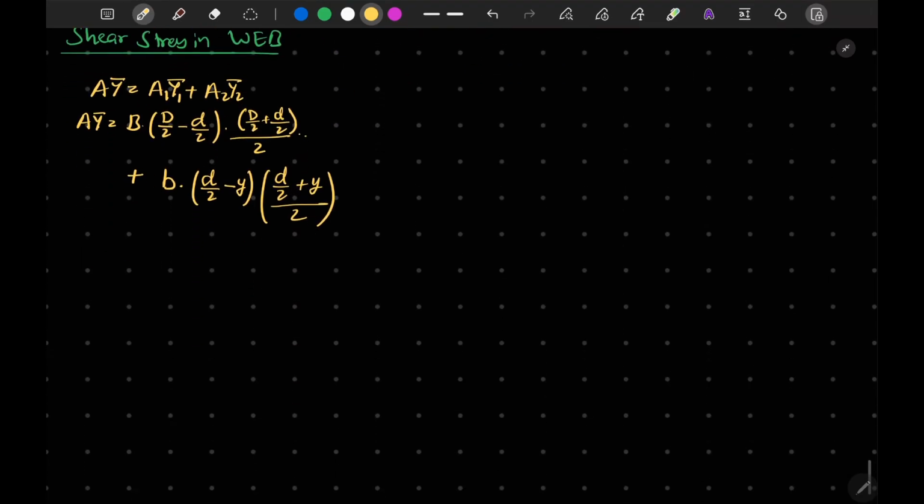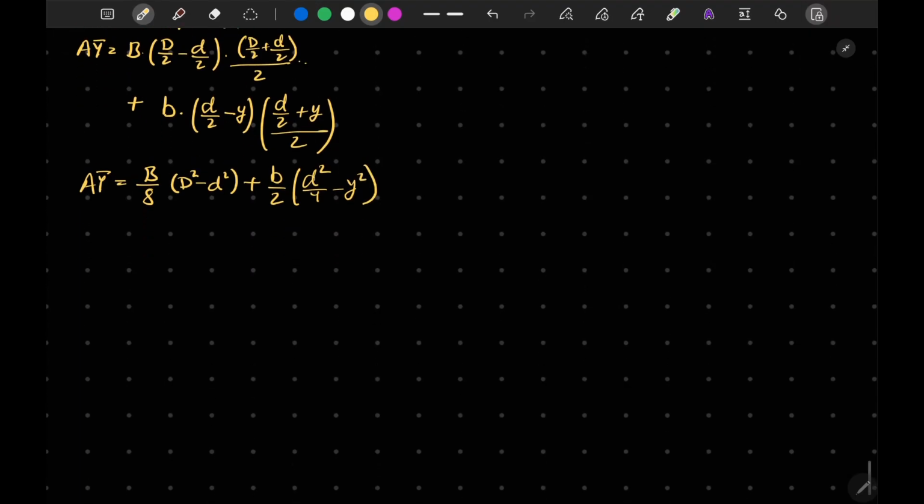Now if I solve this, I will obtain the value of A y bar, given by b by 8 times d square minus d square, plus b by 2 times d square by 4 minus y square. So this is our A y bar.